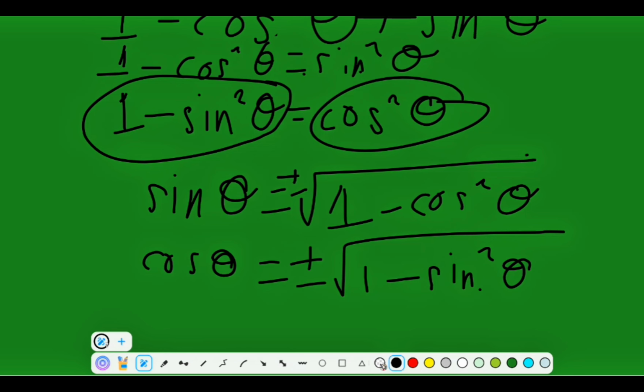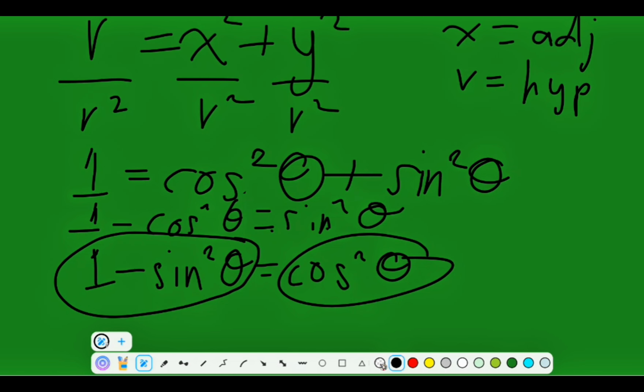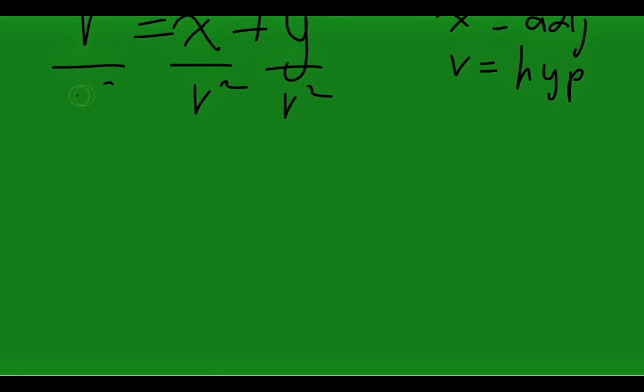But you won't be needing this in the 10th grade, so let me just erase it. In the 10th grade, you are only supposed to know these trig identities. We can also get more identities when we divide by x squared, when we divide by y squared. Now let's divide by x squared.